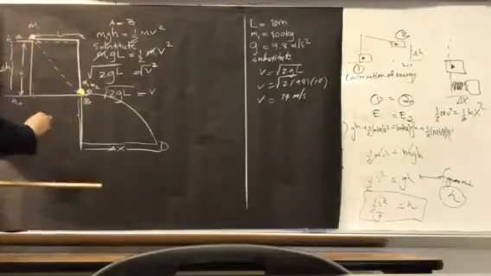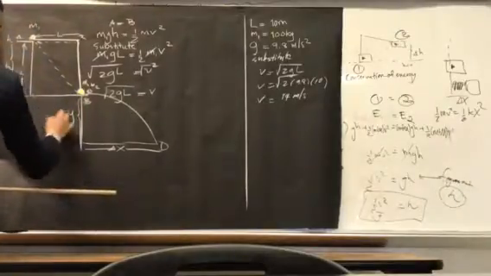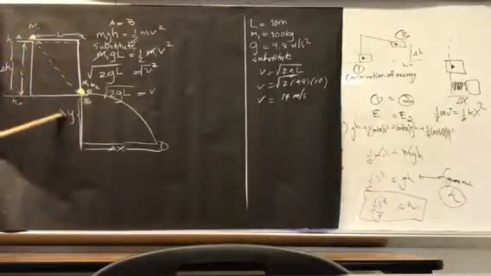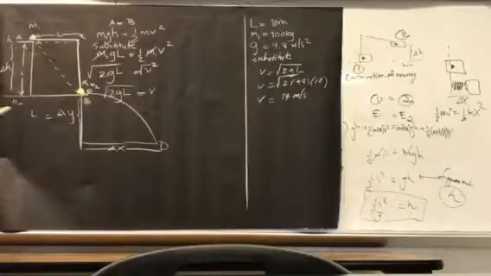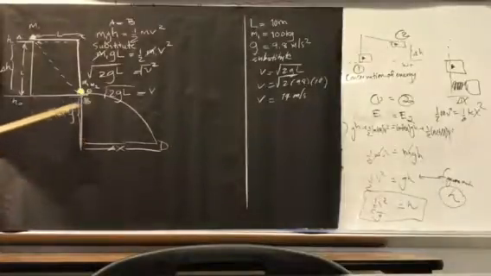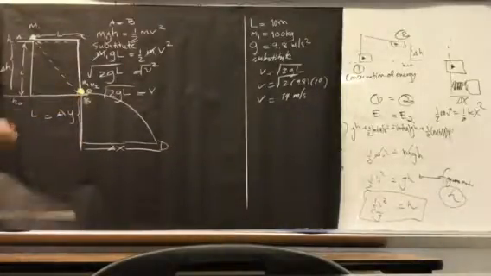Okay, what is delta Y over here? Delta y is equal to L. So now you're going to use the conservation of momentum. I'm going to write that.